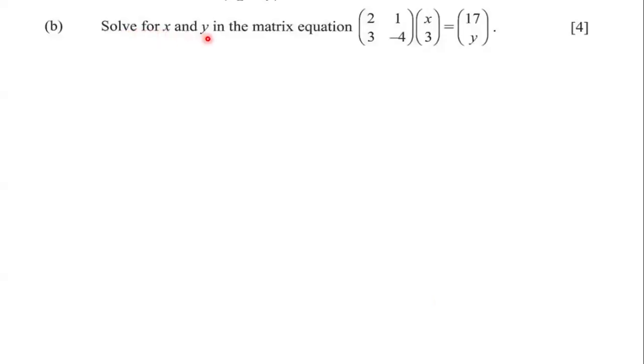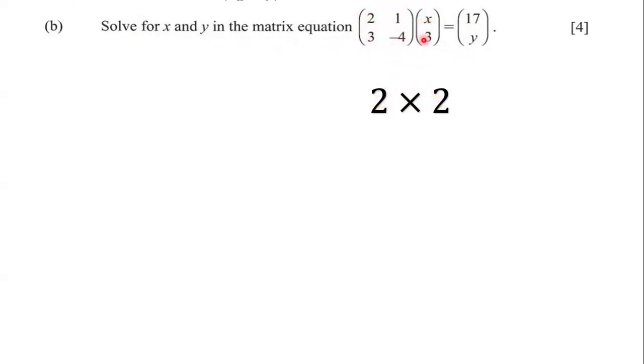Solve for x and y in the matrix equation. And here we have this matrix equation right here. Now, we have this matrix, and this matrix is of order 2 by 2. We know its order is 2 by 2 because it has 2 rows, this row and this row, and 2 columns, this column and this column. So 2 rows and 2 columns.